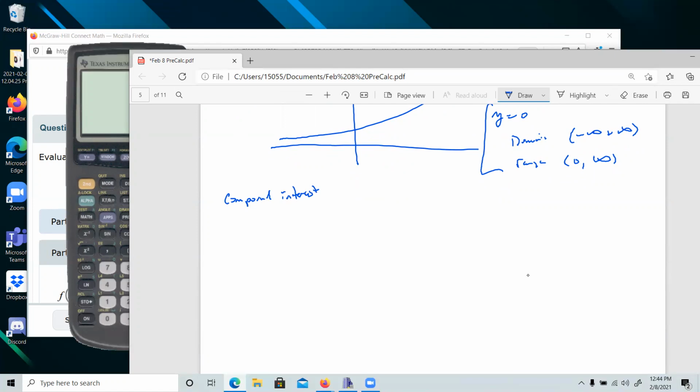Okay, so here's the formula for compound interest. Let's go with A for amount is equal to the principal times 1 plus R over N raised to the NT. Okay, this is compound interest. This is the actual formula that the banks use when they want to screw us over, right? Or when we're putting money into savings. So this is the actual formula that is used.